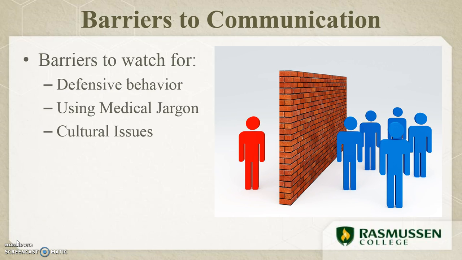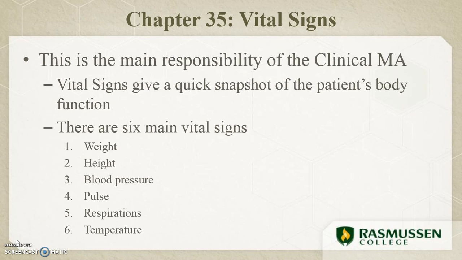So that's Chapter 5 kind of in a nutshell for you. Let's move on to talking about Chapter 35, which is dealing with vital signs. So vital signs are the full responsibility of a medical assistant. They are essentially a quick snapshot of how the patient's body is functioning. And there are 6 main vital signs that we look at and are responsible for as medical assistants. Those are weight, height, temperature, pulse, respiration, and blood pressure.